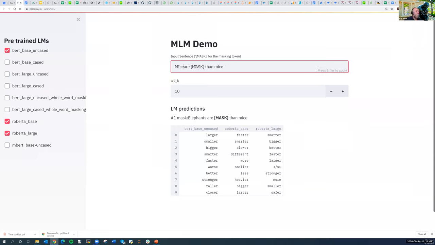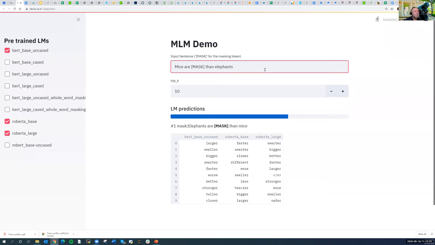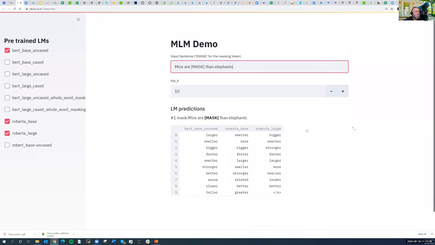Let's change this. Mice are mask than elephants. Okay. Let's look now. The large model that we looked at before now thinks that bigger is the top choice. So mice are bigger than elephants. Smaller is not even in the top 10. On the other hand, this model thinks also that bigger is more likely than smaller.